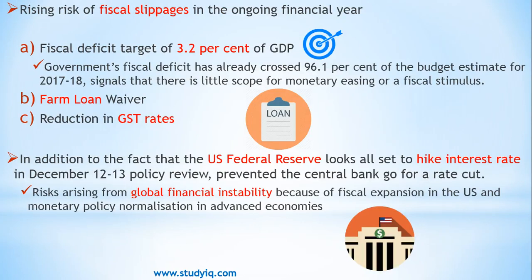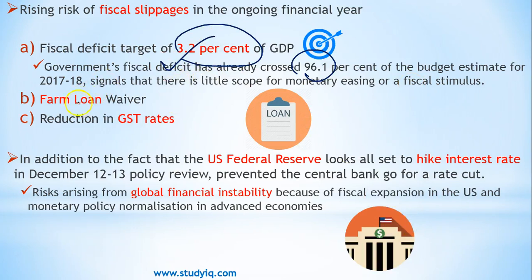Then you have another one, that is fiscal slippages. What is it all about? See, the fiscal deficit target set by government is 3.2% of GDP, but as we are speaking now, government has already crossed 96.1% of this 3.2% of GDP. That means in the near future government is not going to have that much money that it can spend in the market. So government will have less money.